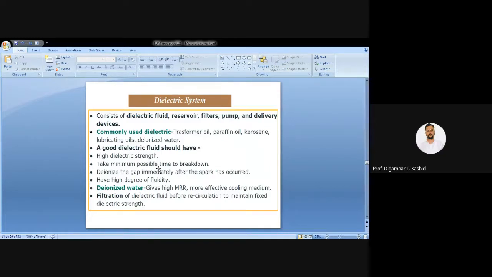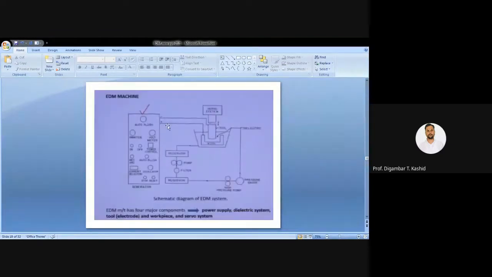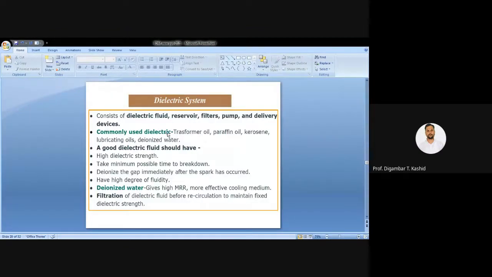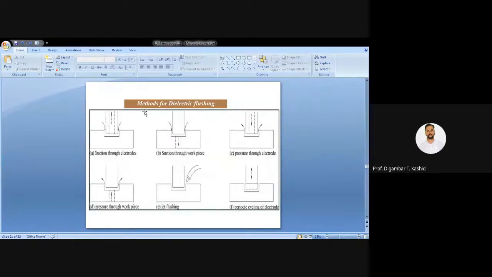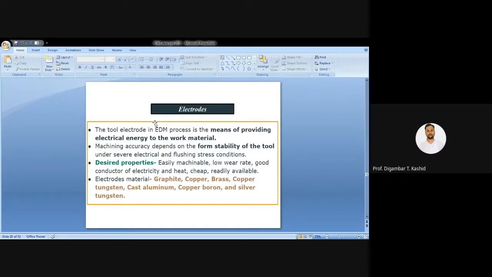In continuation with today's morning lecture, we will start the discussion on the next component or element of the EDM machine tool. This morning we discussed the power supply unit and the dielectric system. I also explained the methods for dielectric flushing. Now we'll start with the electrodes.